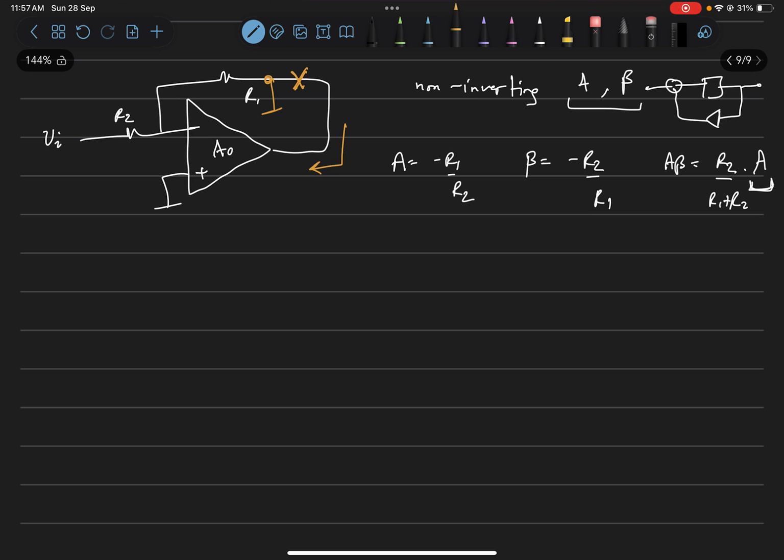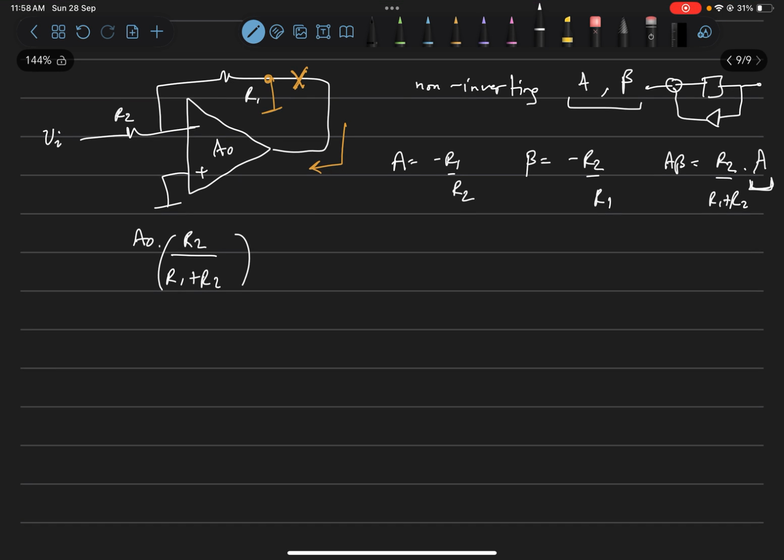And now if you circle for the loop gain, let's say you start from here or anywhere for that matter, the loop gain will be A0 times R2 over R1 plus R2. Okay, for calculating the loop gain, you can start at any point and you will find out that the loop gain equals this.